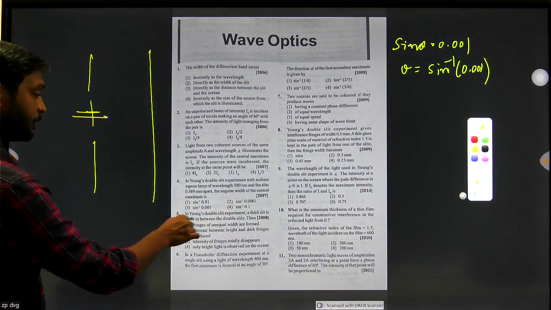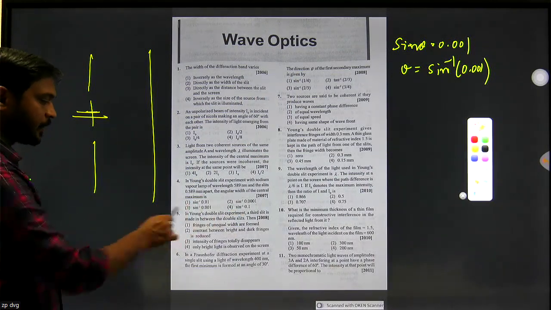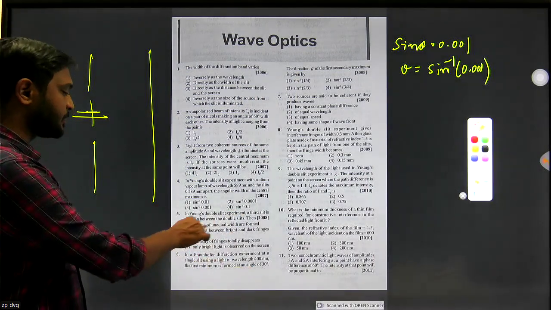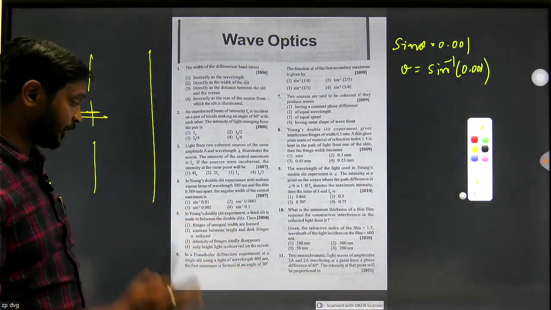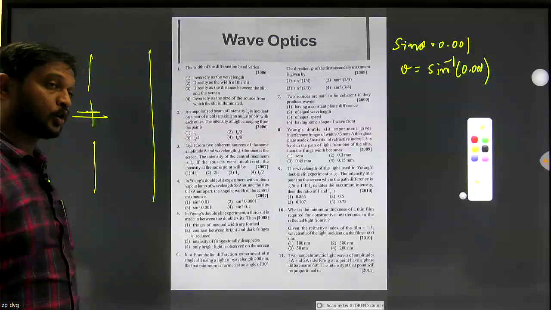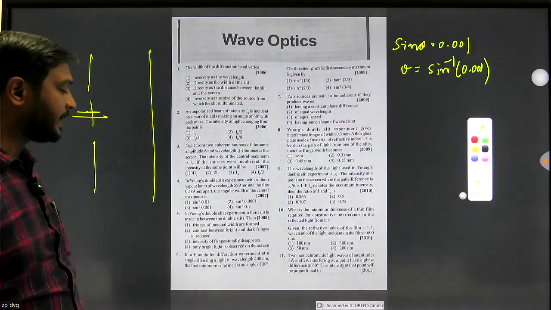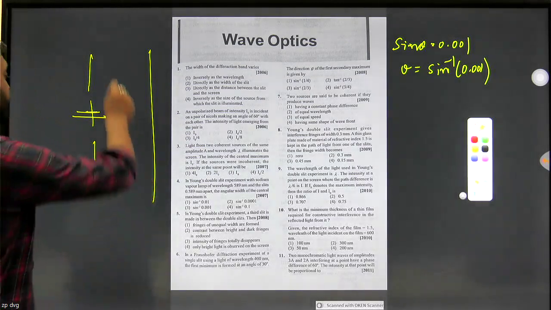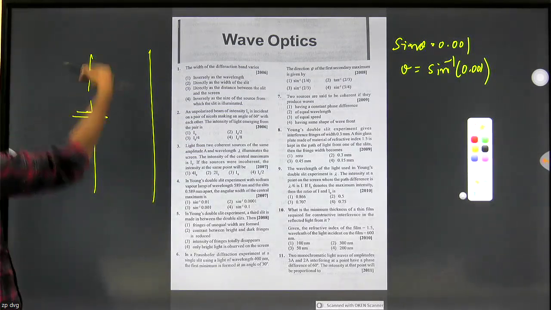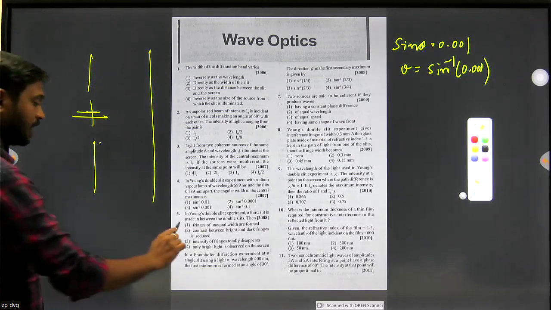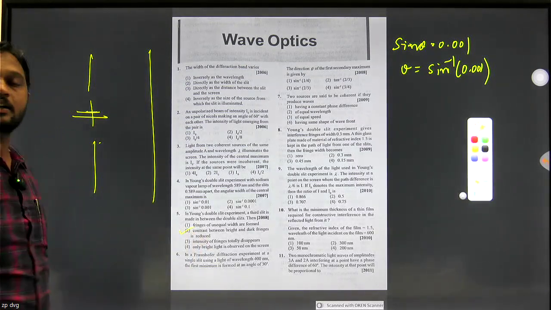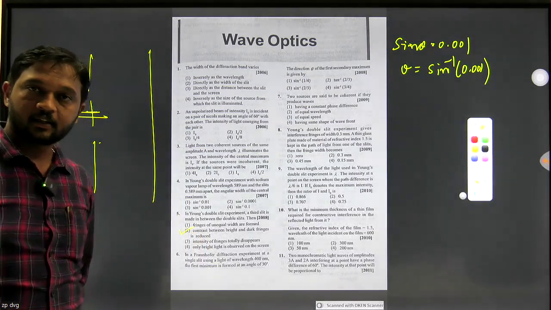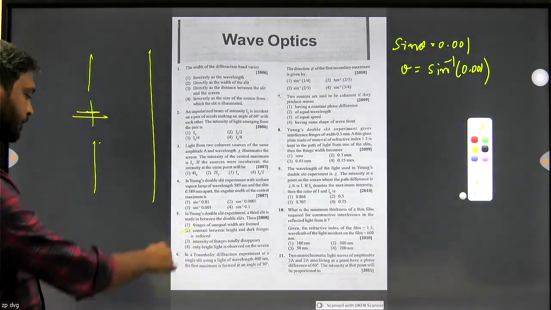What about fringe width? Option A, fringes of unequal width are formed and contrast between the bright and dark fringes is reduced. Intensity of fringes totally disappears. Only bright light is observed on the screen. So the answer is, if a third slit is made in between the two slits, the contrast between the bright and the dark fringes is reduced. Is it clear? So next, understood?